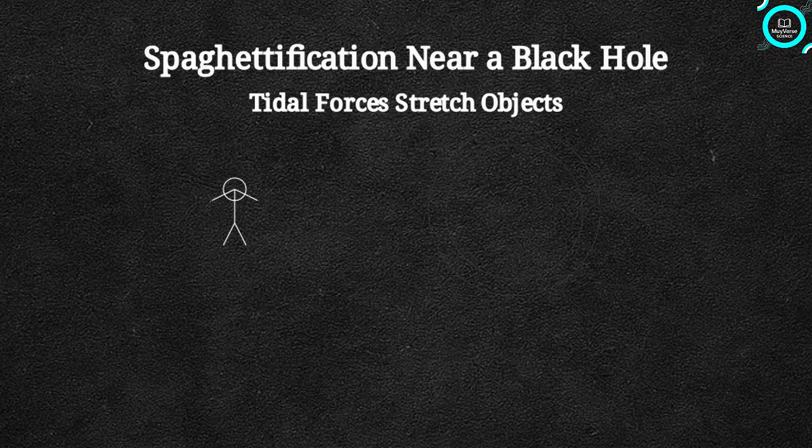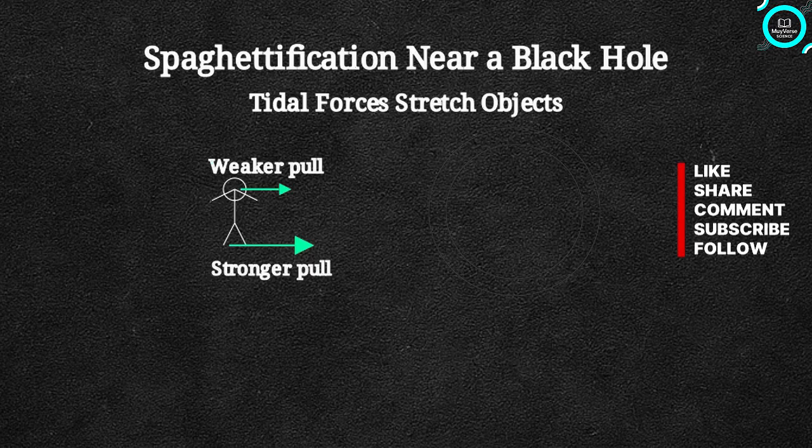As the astronaut gets closer, the black hole pulls on the feet much more than the head. This difference in force is called tidal force. We'll show this with arrows. The longer arrow near the feet means a stronger pull, while the shorter arrow near the head means a weaker pull. Because the feet are pulled harder than the head, the astronaut stretches into a long, thin shape.